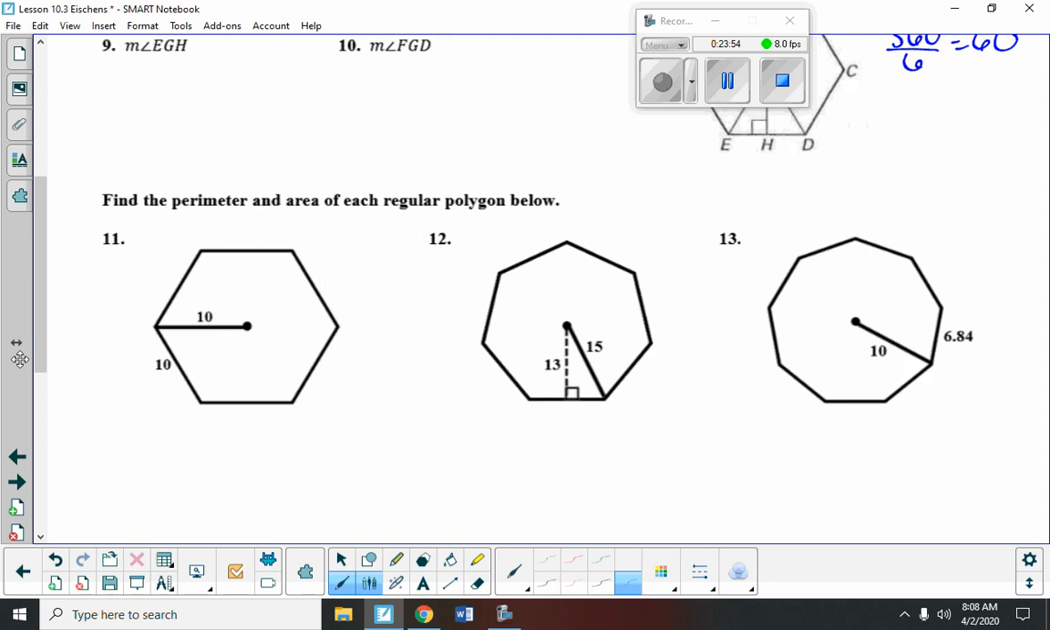Okay, let's do a few of these problems together. Let's start with number 12. How about actually number 11? I'm just going to get you started here. Make your triangle. All right. And then also draw in the apothem.